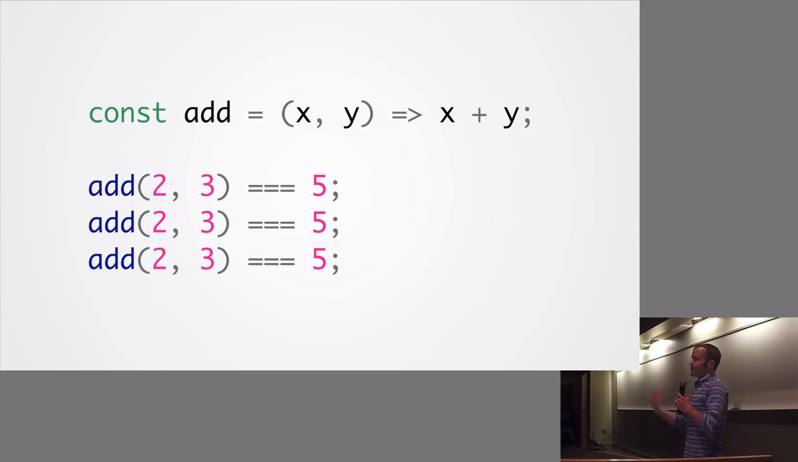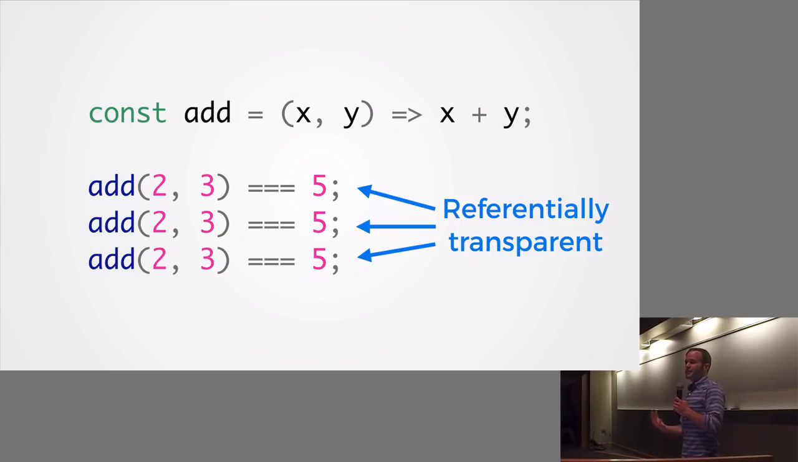And what that gives us as a pure function is this guarantee that every time I call add with 2 and 3, I always get back 5. And that's another property that we like to call referential transparency. That's just a fancy way of saying that I know every time I call this, I get back 5. So in fact, I could replace calls to this particular invocation with just the number 5, and it would not change the meaning of my program overall.